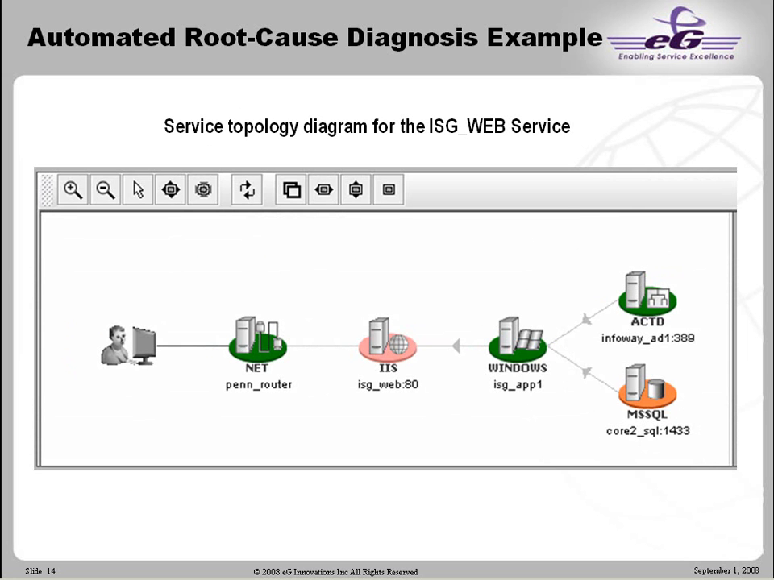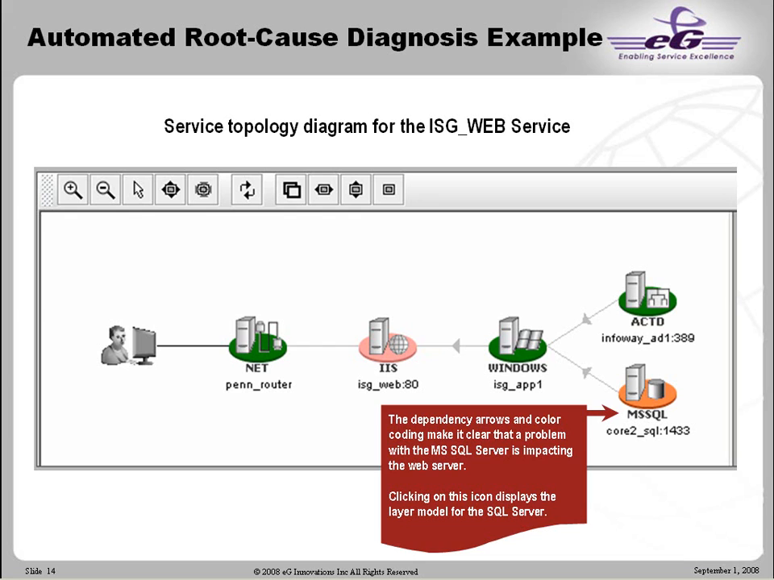We can now see the service topology diagram for the ISG Web service. This diagram shows the applications and networks supporting the service and the interdependencies between them. The dependency arrows and color coding make it clear that a problem with the MS SQL Server is impacting the web server. Clicking on this icon displays a layer model for the SQL Server.